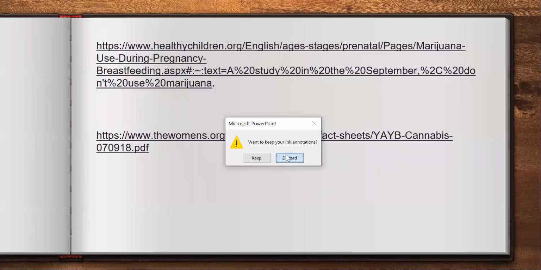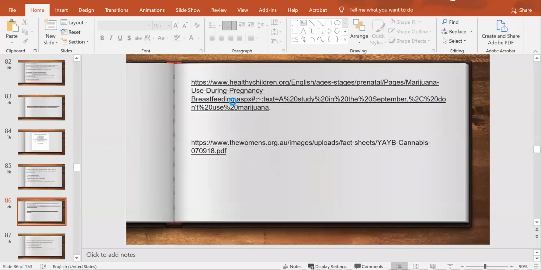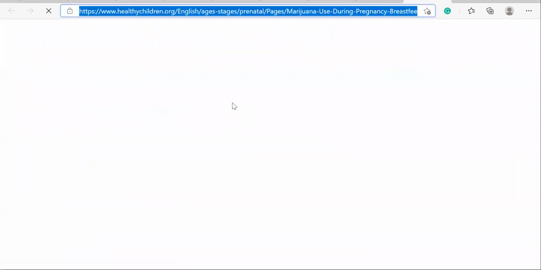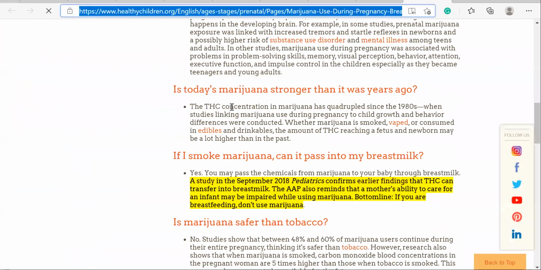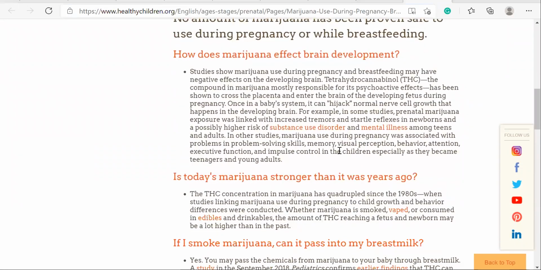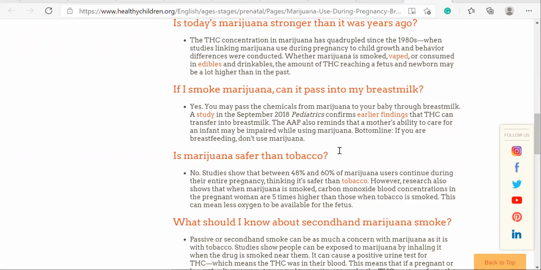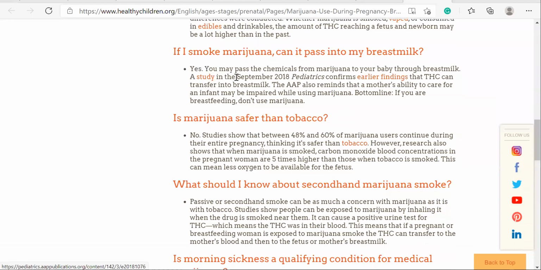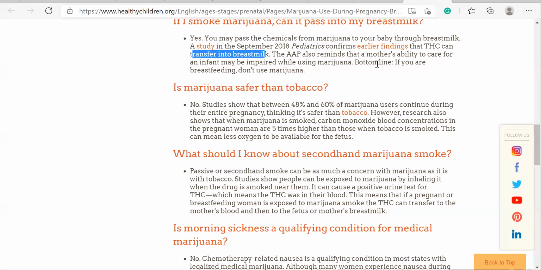If we look here, a study in Pediatrics confirms that THC, which is the active component of marijuana, can transfer into breast milk. So the bottom line is, if you are breastfeeding, do not use marijuana.